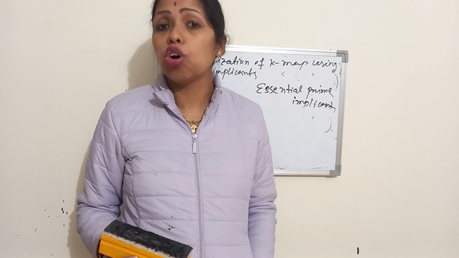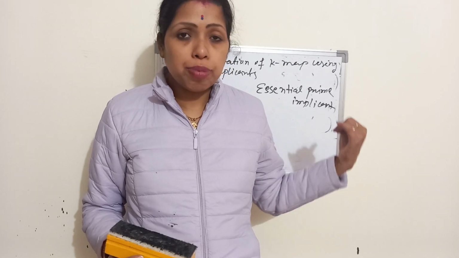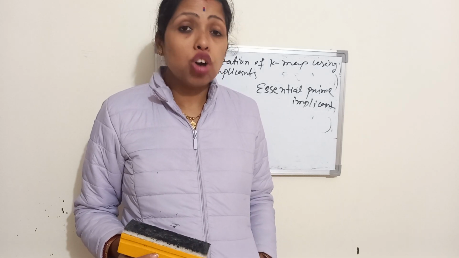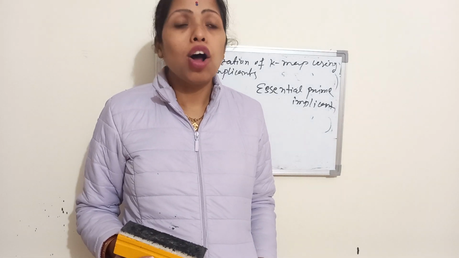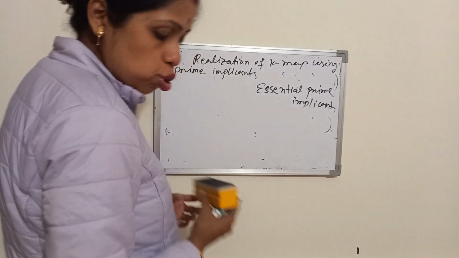So for writing the minimized expression, you have to consider only the essential prime implicants, not prime implicants. Suppose in the previous example I told that 4 5 prime implicants are there, but it is not necessary to write 4 5 prime implicants in the final expression for getting the minimized expression. Okay, all the prime implicants are not necessary to write in a final expression. So now I'll show you.